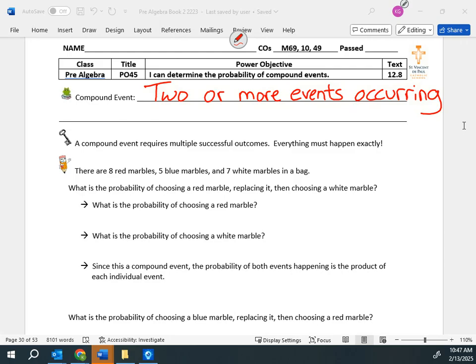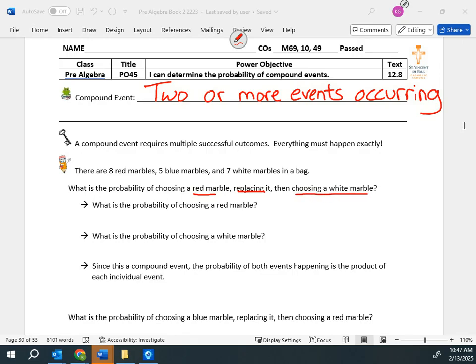So let's look at this. There are 8 red marbles, 5 blue marbles, and 7 white marbles in a bag. What is the probability of choosing a red marble, replacing it? Remember back to that objective when it really mattered to know, are we replacing it or not replacing it? Because that changes the total outcome. That's our bottom number. So if you're replacing it, that total outcome stays the same. If you're not replacing it, it changes.